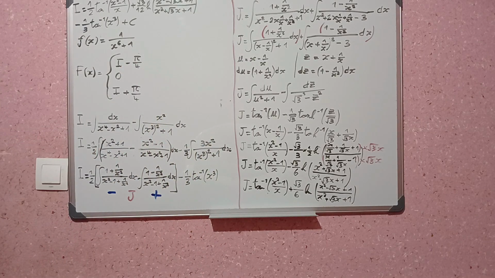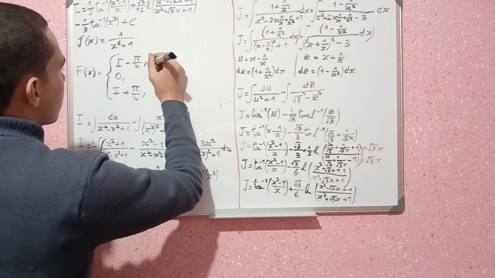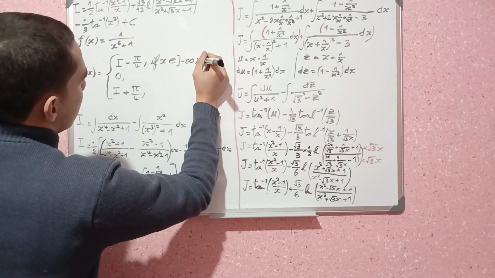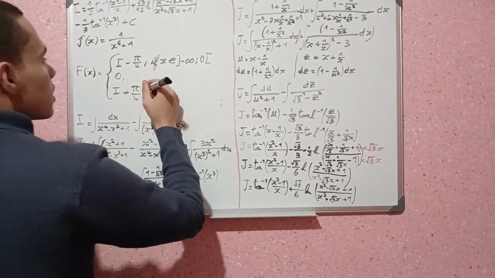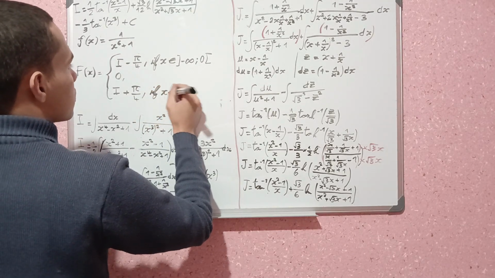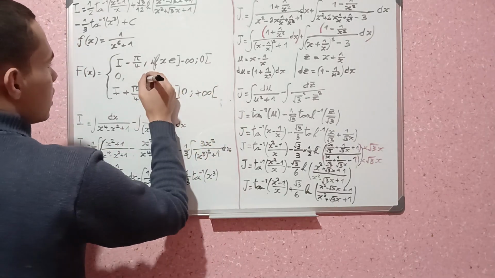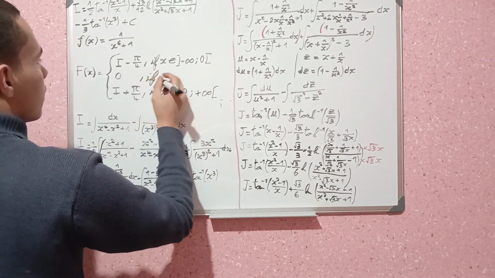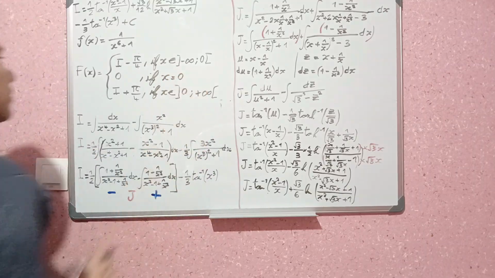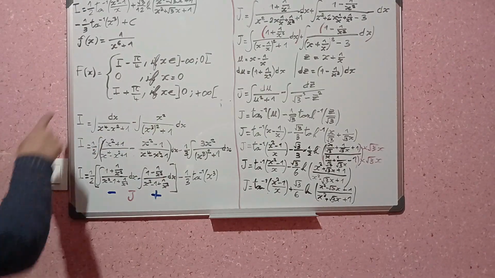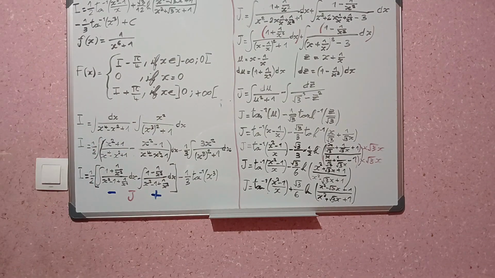So here we have if x is between minus infinity and 0, 0 is not included. Same for this, x is between 0 and plus infinity, and 0 is not included. And here you can write if x equals 0. Alright, that's it. So this integration we can work for 0, it's okay. Alright, anyway, that's the answer.